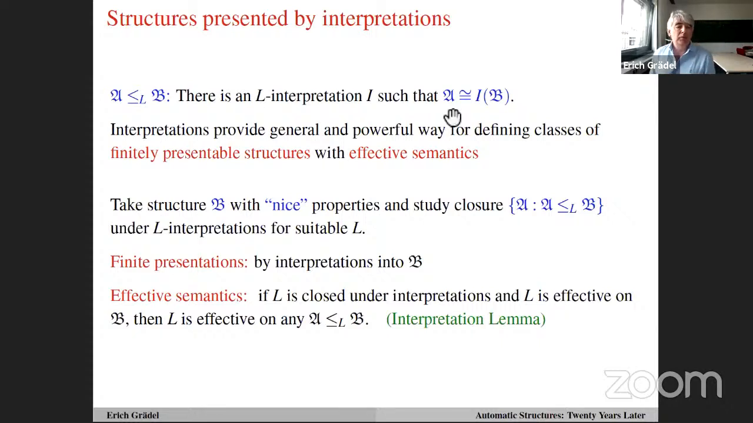Most of the time, one will just use first-order logic, but of course, there are contexts where other logics are appropriate. So this closure is a class of structures that admits finite presentations, because interpretations are finite objects and interpretations provide presentations of such structures A. And we also have effective semantics, because if L is closed under interpretations and the logic L is effective on B, then it is effective on any structure that is interpretable in B, by the interpretation lemma.